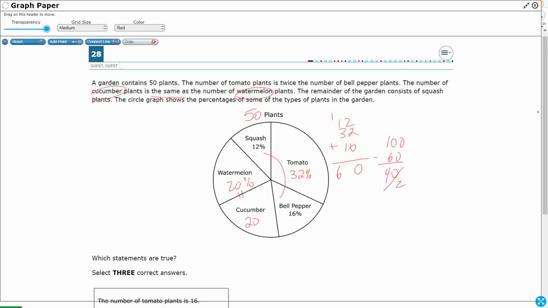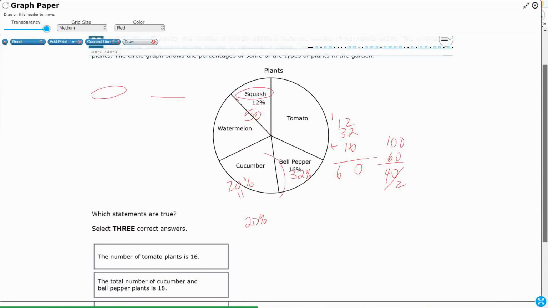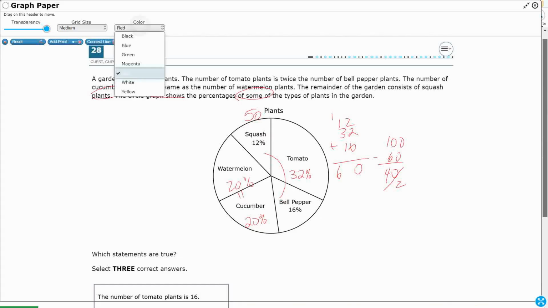So what I need here is to get actual numbers. Look at that first one: tomato plants is 16, 18. So I've got percentages and numbers, and I need to go ahead and find some numbers. How do I find numbers? Well, let's start with an easy one. So 20% of this 50. I can multiply if I make this into a decimal. So that's 0.2. So let's just multiply that. And that's going to be 10.